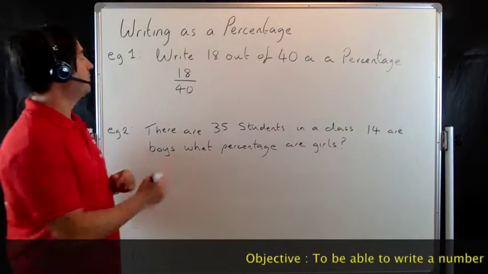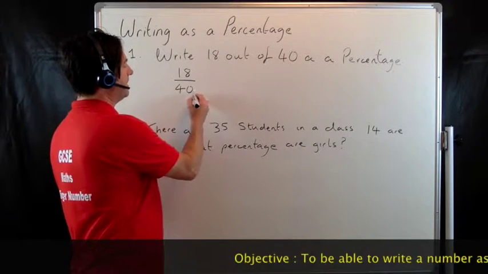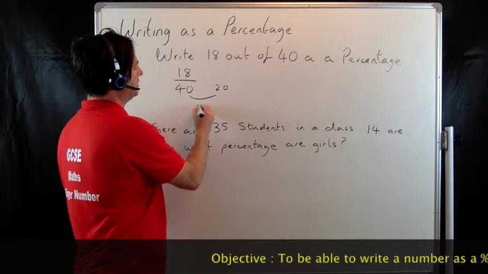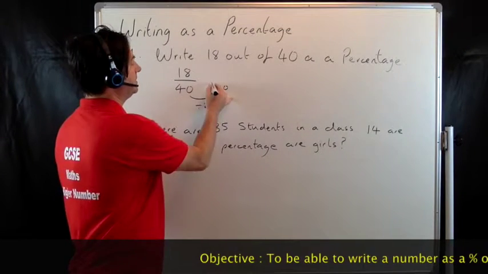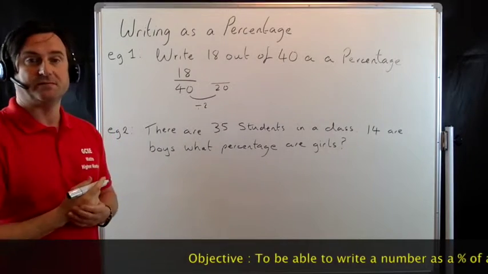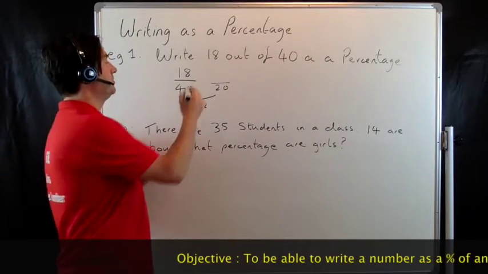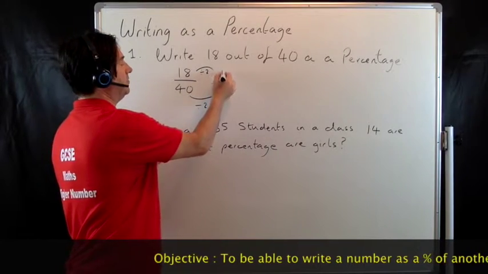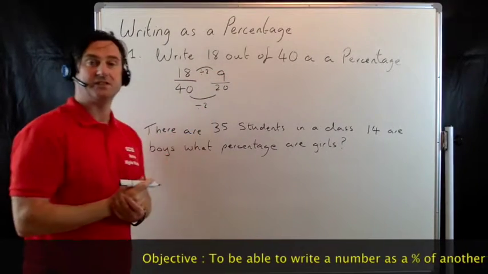So first of all, I'm going to make this out of 20. I'm going to divide the 40 by 2 to get my denominator as 20. Whatever I do to the bottom, I've got to do the same to the top. So I need to divide the 18 by 2 as well, which gives me 9 out of 20.